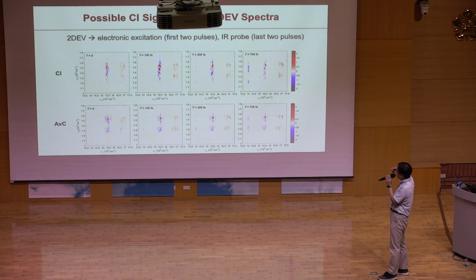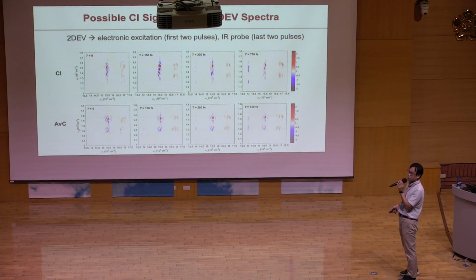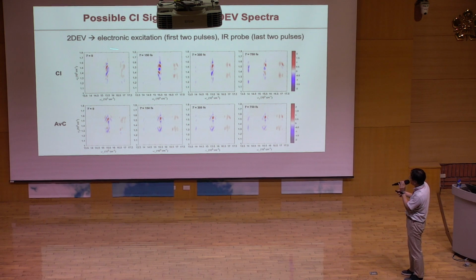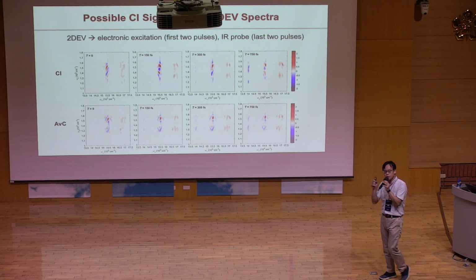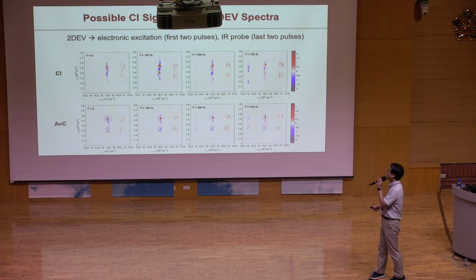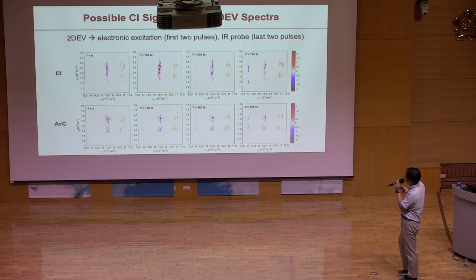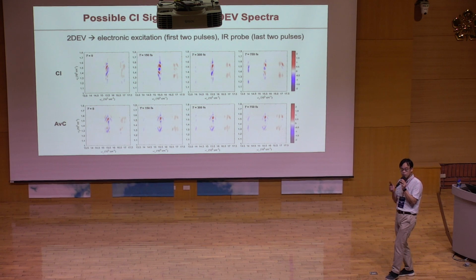So we simulated two-dimensional electronic-vibrational spectra of both systems. 2DEV is a technique in which you pump at the electronic excitation and probe at the IR excitation. And this should be the most informative technique to look at conical intersection dynamics. So if we simulate the 2DEV spectra for this conical intersection system and this avoided crossing system, you clearly see that the 2D spectra look very different. So there are signatures of conical intersection dynamics in the 2D spectrum.